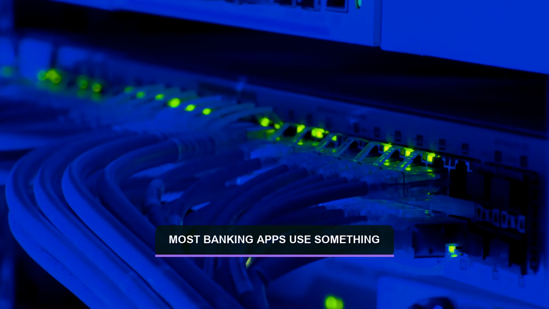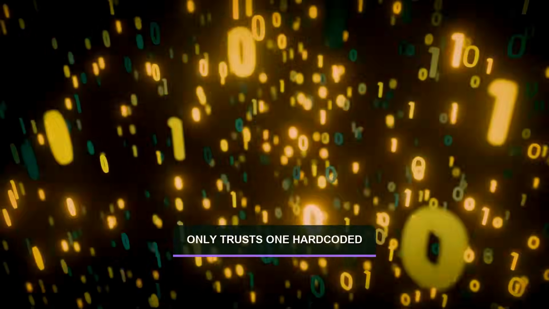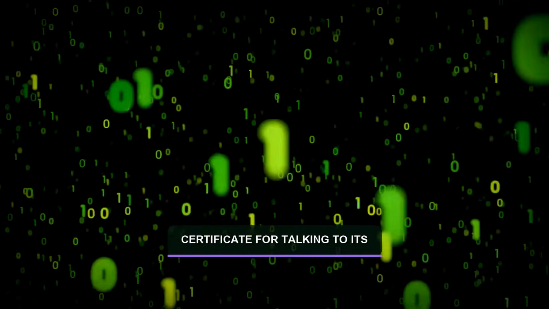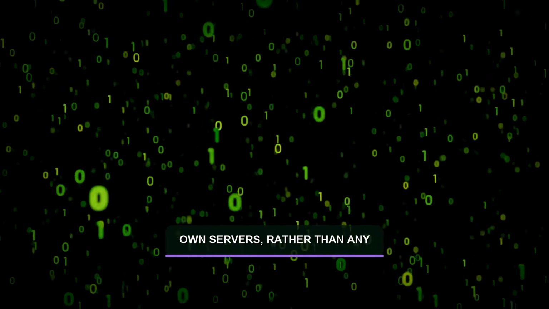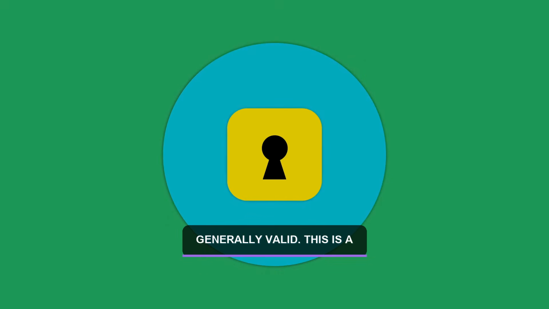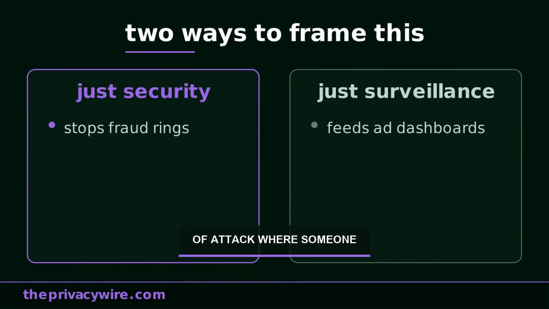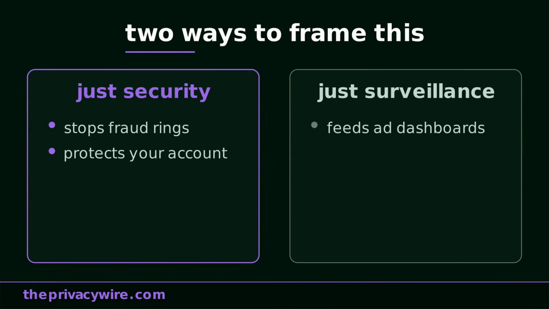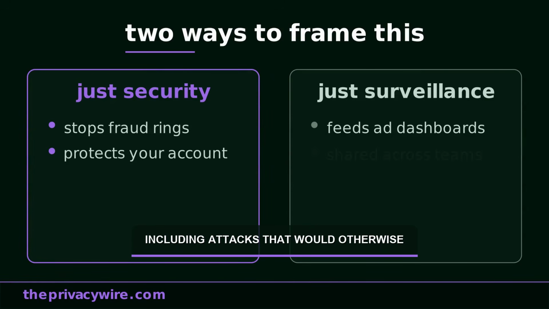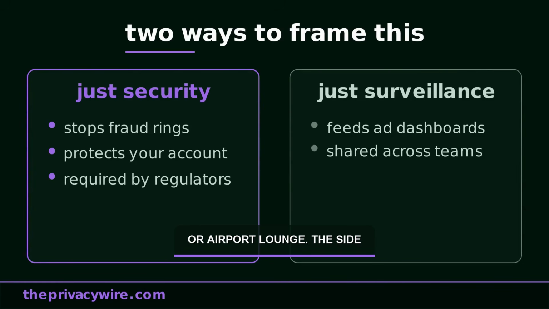Most banking apps use something called certificate pinning, a technique where the app only trusts one hard-coded certificate for talking to its own servers, rather than any certificate your device considers generally valid. This is a genuinely good security practice, no caveats needed. It stops an entire class of attack where someone intercepts your connection using a fraudulent certificate, including attacks that would otherwise work over compromised public Wi-Fi at a coffee shop or airport lounge.